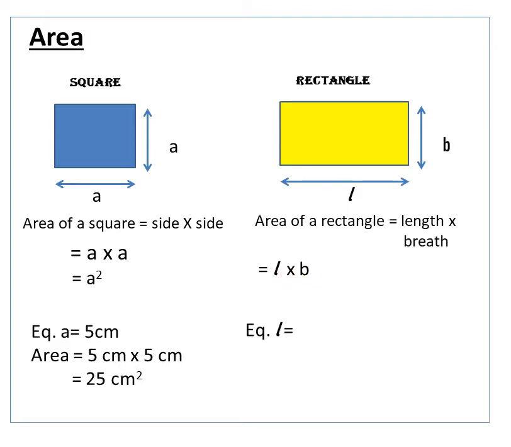So let's take an example. Suppose the length is 5 centimeters and the breadth is 4 centimeters. What is the area? It is going to be 5 centimeters into 4 centimeters. That gives us 5 into 4, 20. Centimeter into centimeter will give us centimeter square.